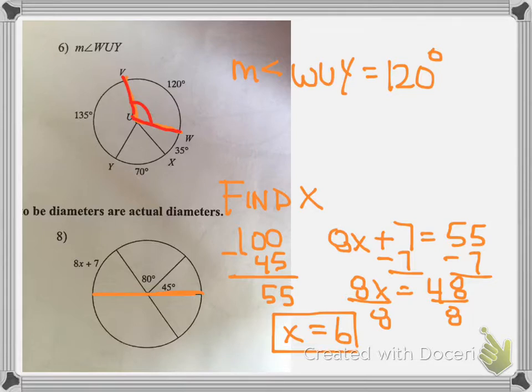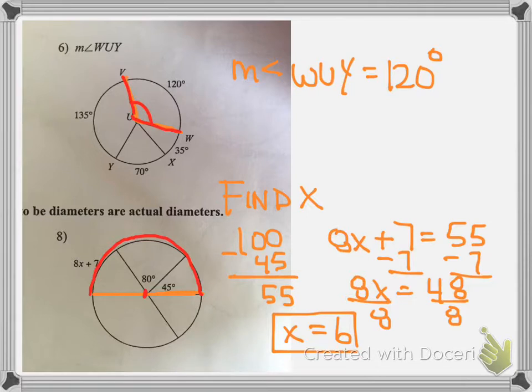This is number 8. Number 8 went through the center. Here was the center. And the diameter went through the center. I always try and look for diameters because they help me solve the puzzle. So this part of the circle is half the circle, or a semicircle, which is 180 degrees.